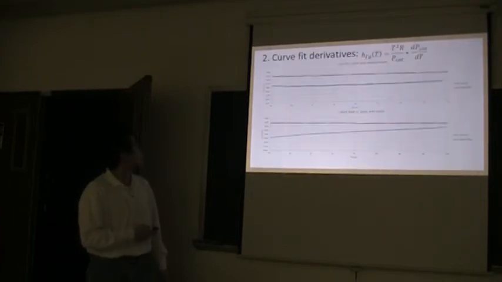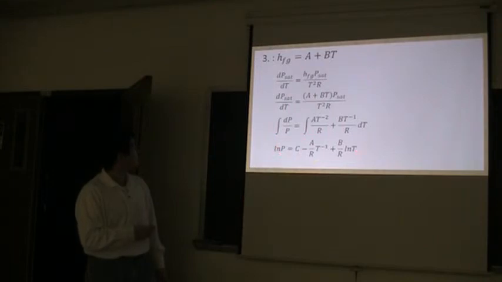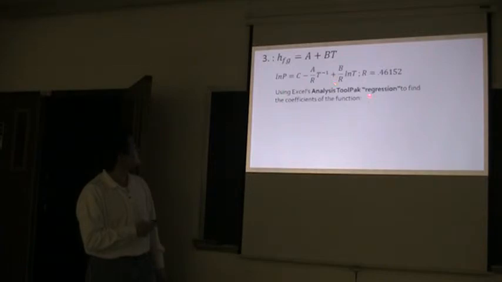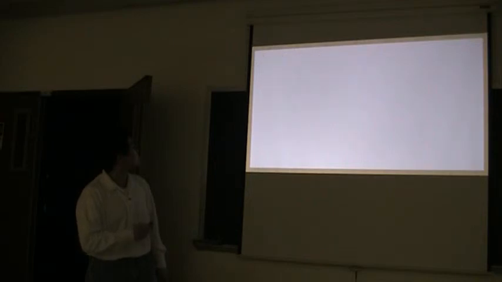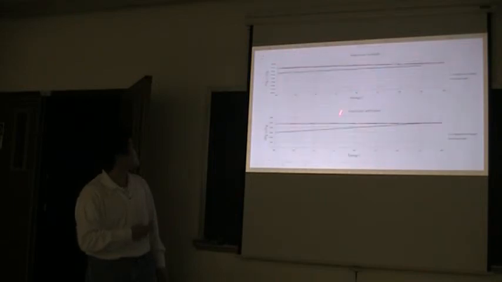Before we get into the third one, we can see that the relationship between the latent heat and temperature is quite linear, so we can safely assume it to be a linear function like this. After a little derivation, we can find a very nice equation like this. Why do we need that? Because we can use the Excel regression function in the Analysis ToolPak to find all the coefficients of this type of equation. After that, we can just plug the A's and B's into this to find a nice relationship between the latent heat and temperature. And here is the regression curve.